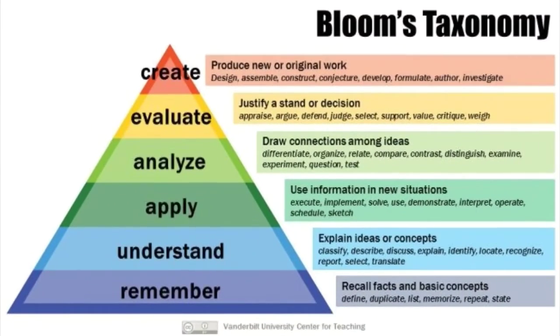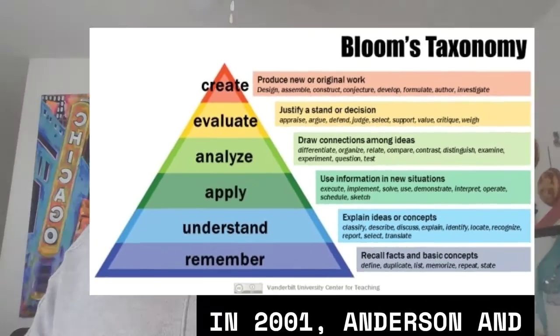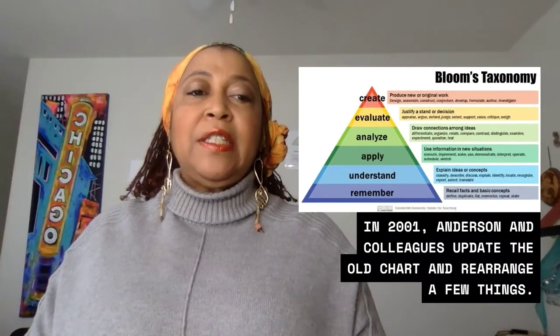Now, in 2001, Anderson and colleagues updated this old chart and rearranged a few things. First, they changed the words themselves from nouns to verbs, and then they put creation at the top. So the idea is that the pinnacle of reaching your higher order thinking skills is to actually be able to create something new with the information that you have, right?